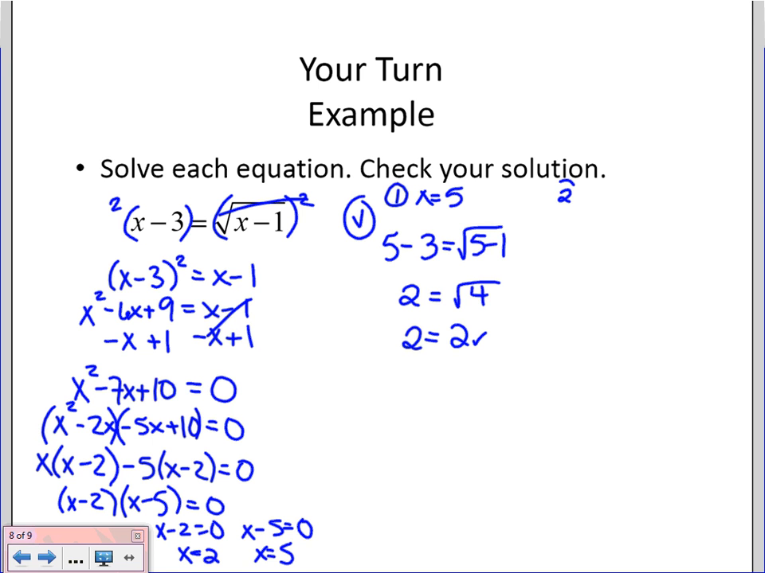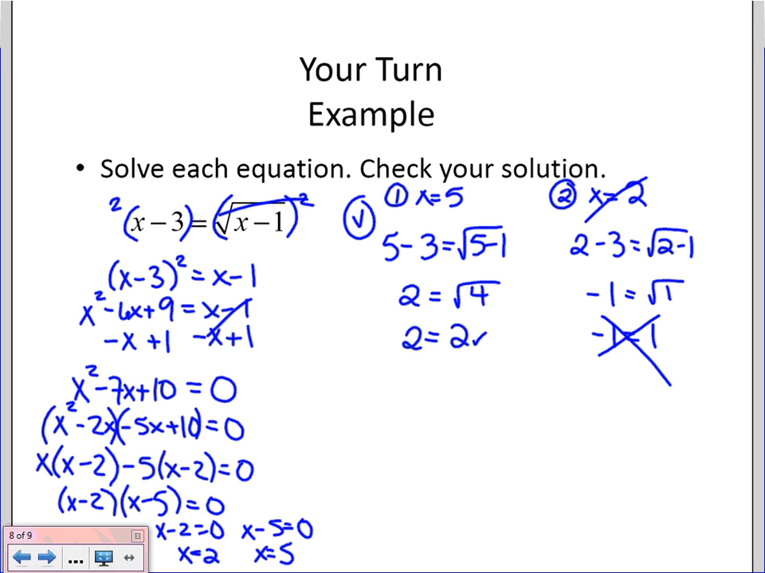Okay, let's try our second one, x equals 2. So we have 2 minus 3 equals the square root of 2 minus 1. 2 minus 3 is negative 1. And square root of 1, negative 1 equals 1. Uh-oh. That one does not work. So our solution cannot be x equals 2. So our only solution for this problem is x equals 5. X equals 5 is our solution. Hopefully you guys got that one right.